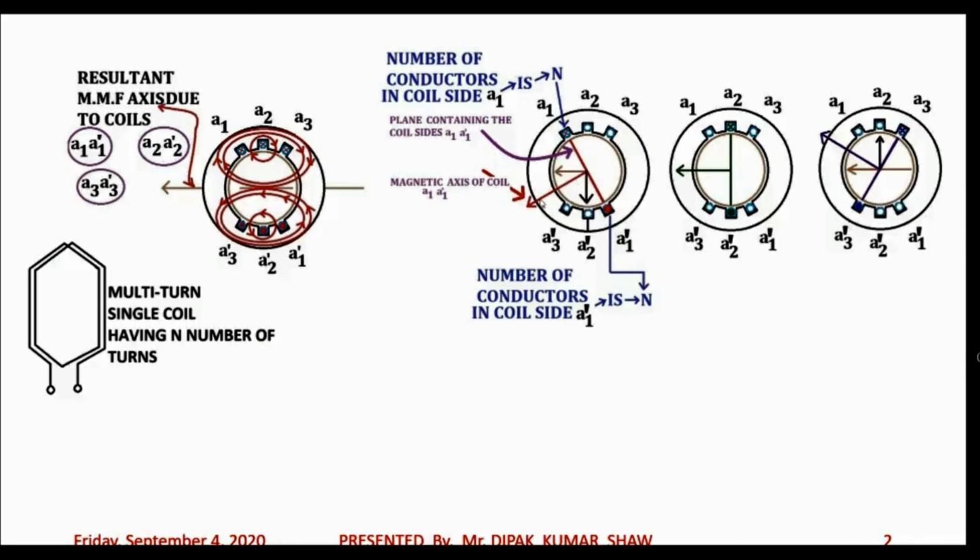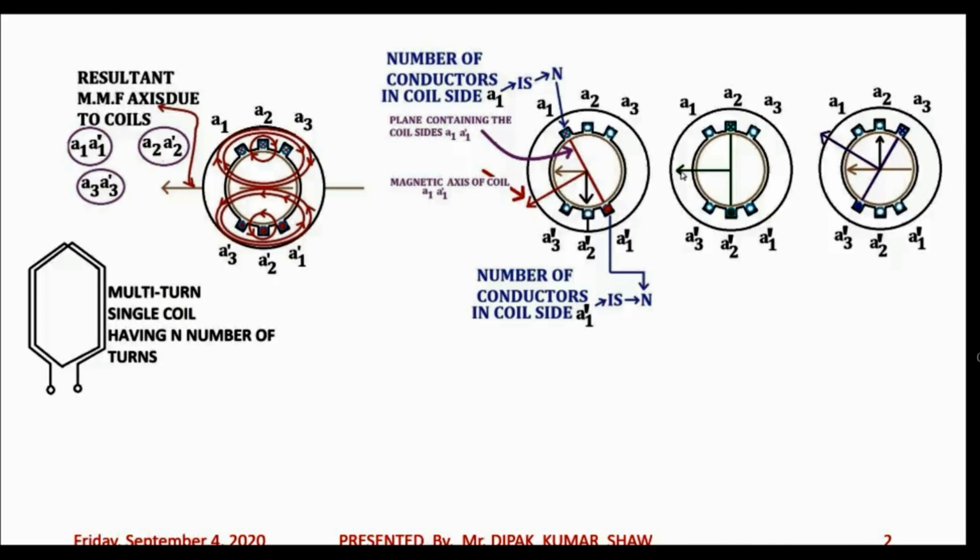The orientation in space means the magnetic axes of the three coils will be separated in space. They will not be aligned in space. So you can again look at this particular diagram. You may follow the mouse pointer, please. You see the magnetic axis of coil A2 A2 dash will be horizontal like this. It is shown by the green arrow.